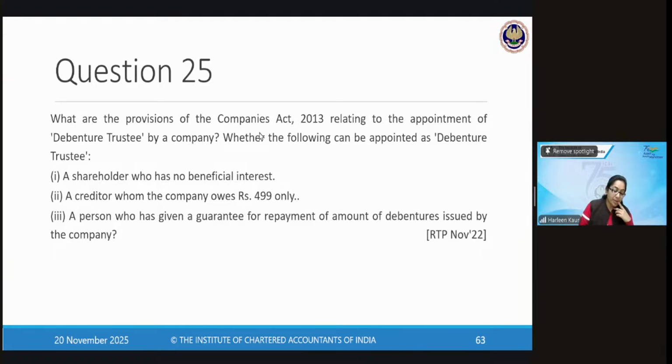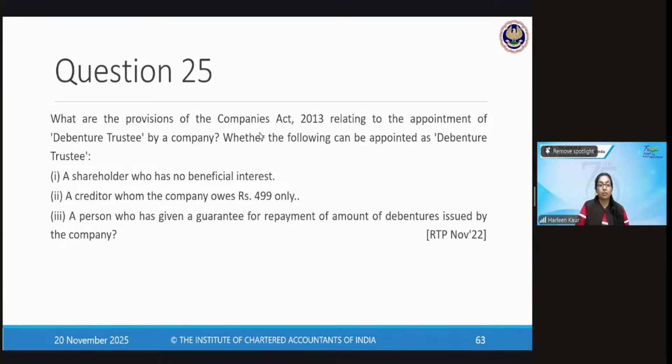No, ma'am. Can the debenture trustee be paid the remuneration? Can any other money be paid by the company to the debenture trustee other than the remuneration? No, ma'am. Very good. No pecuniary interest.